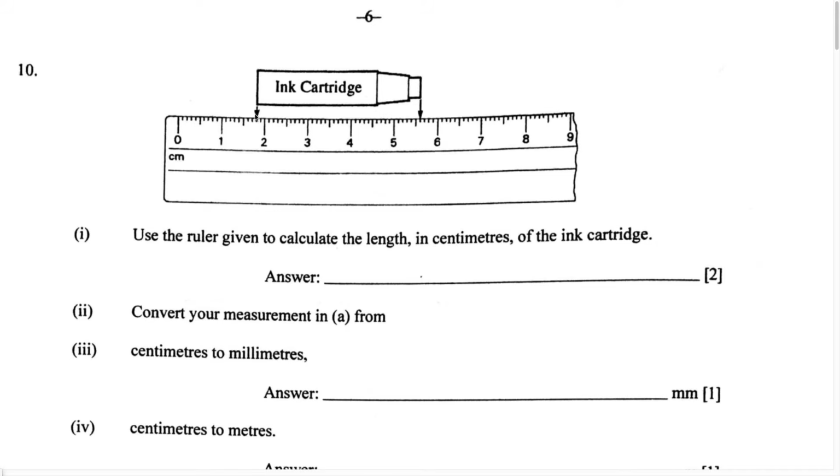Okay, now question 10 says, use the ruler given to calculate the length in centimeters of the ink cartridge. All we're going to do is find where the ink cartridge starts on the line and where the ink cartridge ends on the line. So we can see it starts at 1 point, we know this would be 1.5, 1.6, 1.7, 1.8. So it starts at 1.8 centimeters. So we have 5 centimeters right here. And now we have 5.1, 5.2, 5.3, 5.4. We know this is going to be 5.5. Therefore, we can say the ink cartridge stops at 5.6. So we're just going to write 5.6 centimeters.